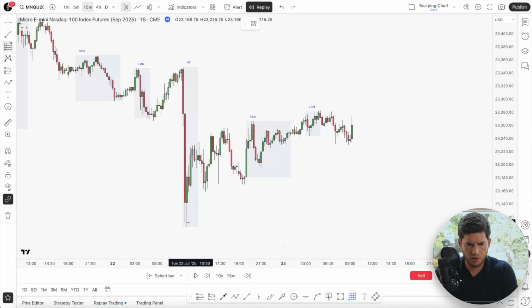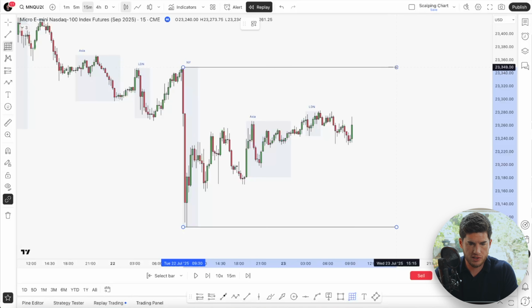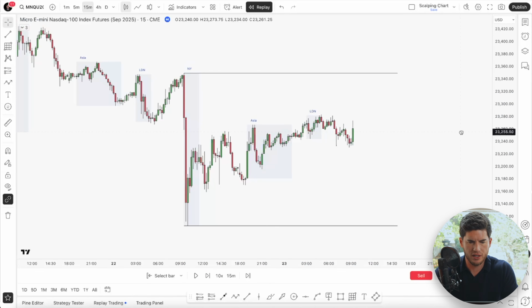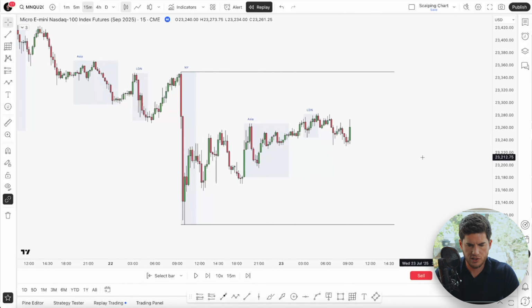We do have a larger range over to the left, which ran into a higher time frame pool of liquidity. Like I say, you don't need higher time frame bias for this scalping strategy, but if you do have it, it does give you an upper hand on edge. So step 1 is session-based liquidity.